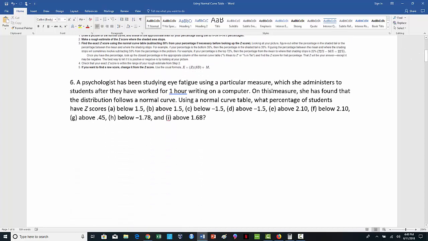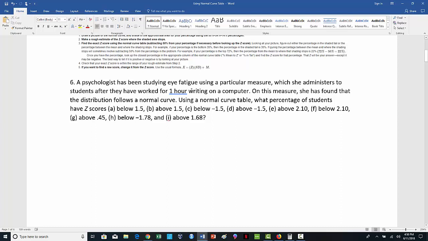So let's take a problem from set 1 at the end of the chapter. This is problem number 6. And by the way, you can see the answers to all of these set 1 problems in the back of the textbook. Number 6 says, a psychologist has been studying eye fatigue using a particular measure, which she administers to students after they have worked for 1 hour writing on a computer.